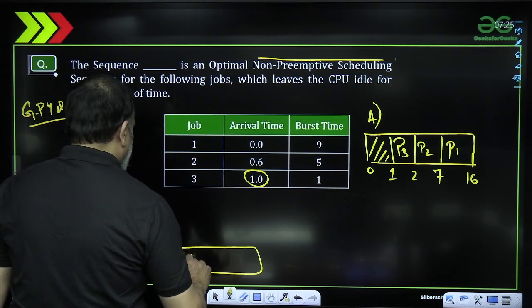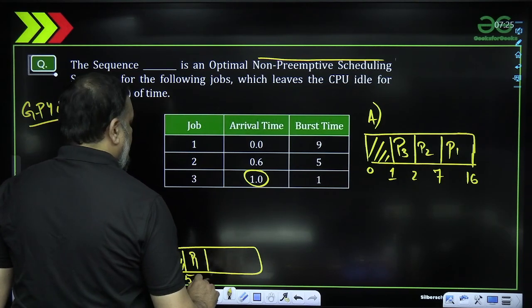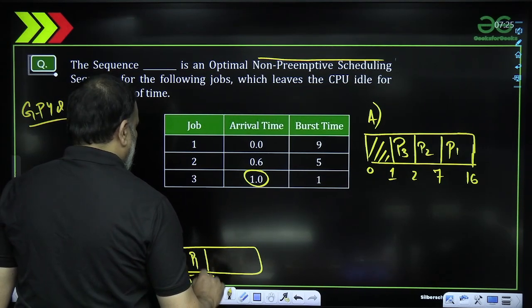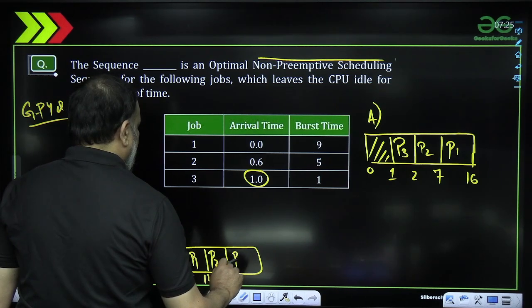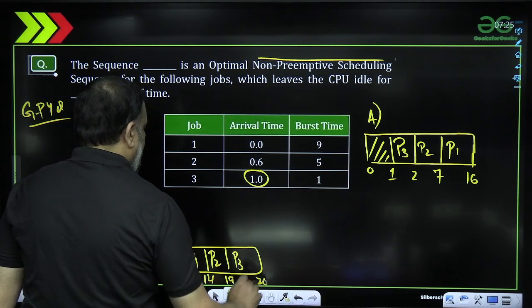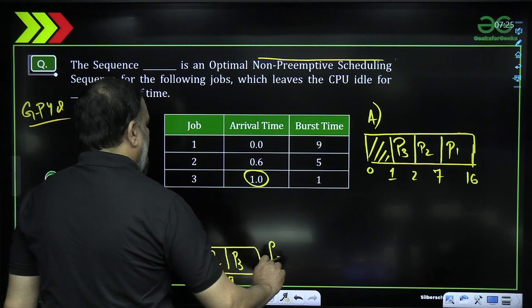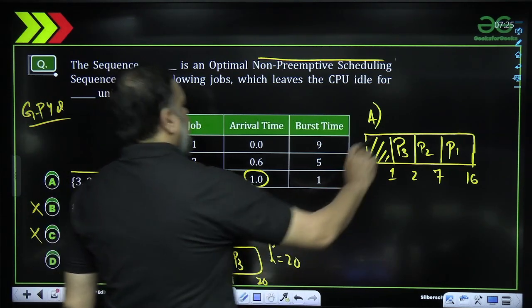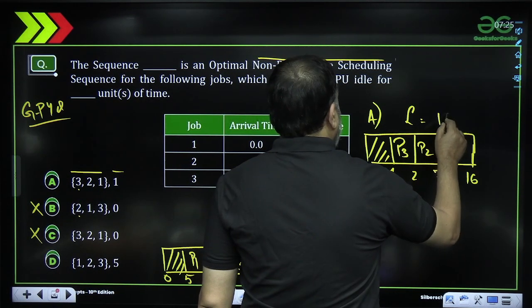And then I will schedule P1 taking 9 units. So 5 plus 9, 14. Followed by P2 running for 5 units, 19. And finally P3 running for 1 unit, 20. So here the schedule length will come out to be 20, and here in option A the schedule length will come out to be 16.